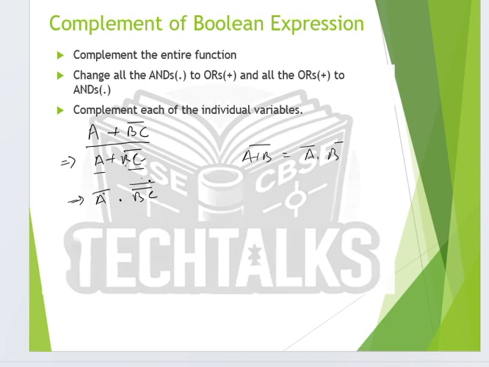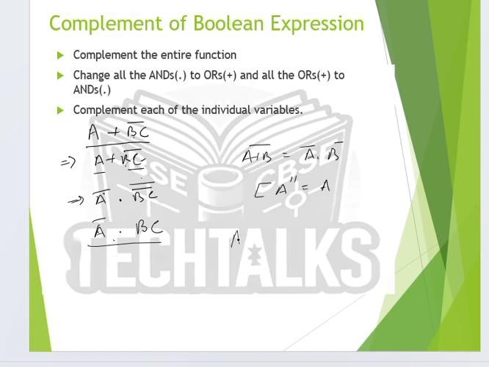This is already bar, and bar to bar, and we know that complement of complement is itself. So it is A bar dot B C. So don't we follow the same thing? We took the complement, we changed AND to OR and OR to AND, and we put all the complements. So A was simple A, so A complement, plus has become dot, and B and C both were having bars, so both are removed. So this is the way to find out the complement of any expression.